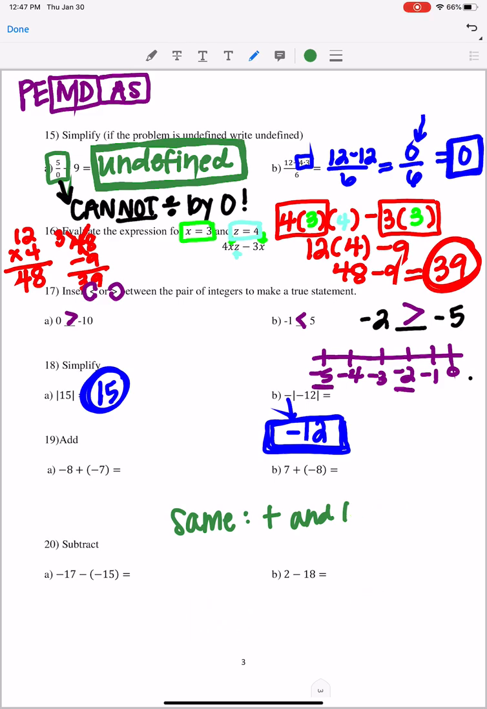So on 19, we have negative 8 and negative 7. Same sign, so add them together. 8 plus 7 is 15, and we're going to keep the sign, which is negative.